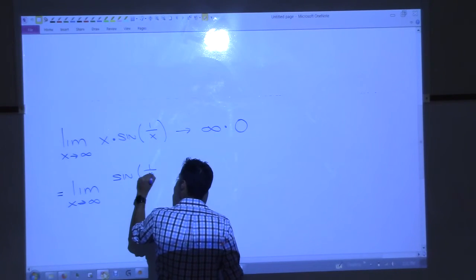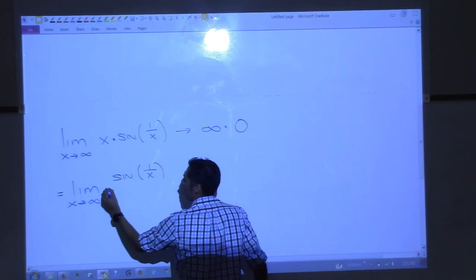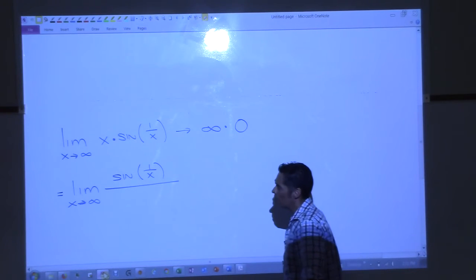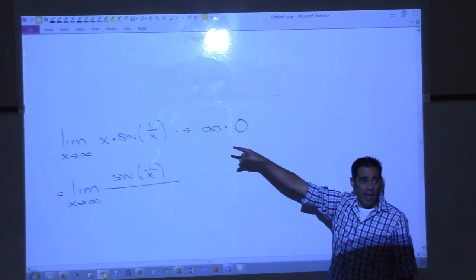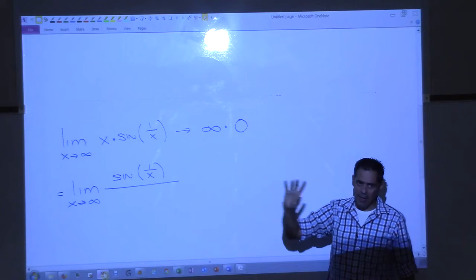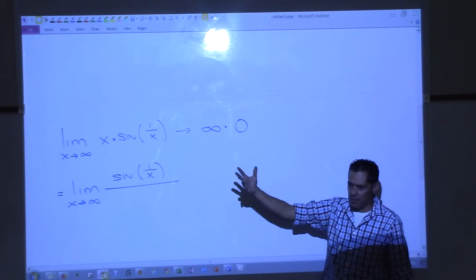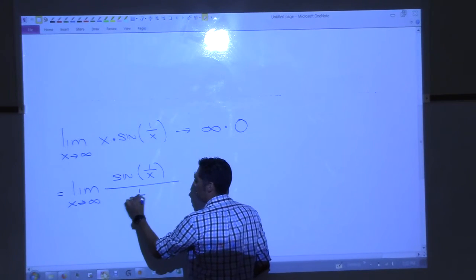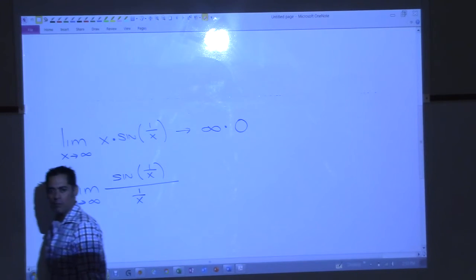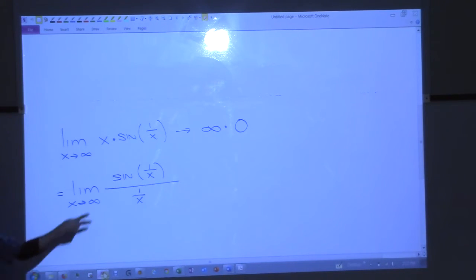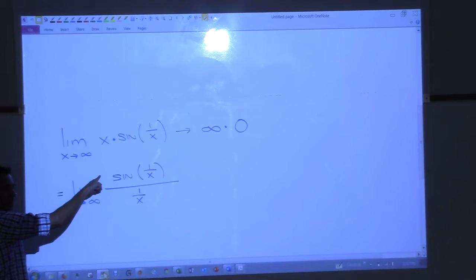I'm going to leave the sine of 1 over x up here. And then I'm going to create a fraction. And on the bottom, the x is going to be dropped down. But I can't drop it down and put x here, because that's not the same expression. So what I put is 1 over x. Do you all agree that that's the same problem? Right? 1 over x would just flip up and become the x up here.